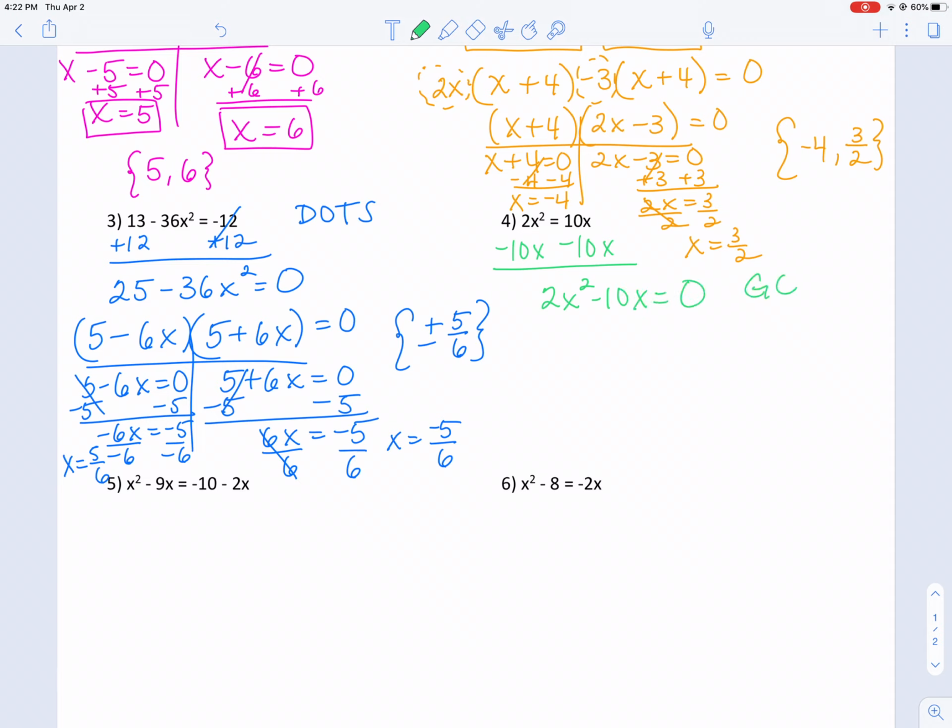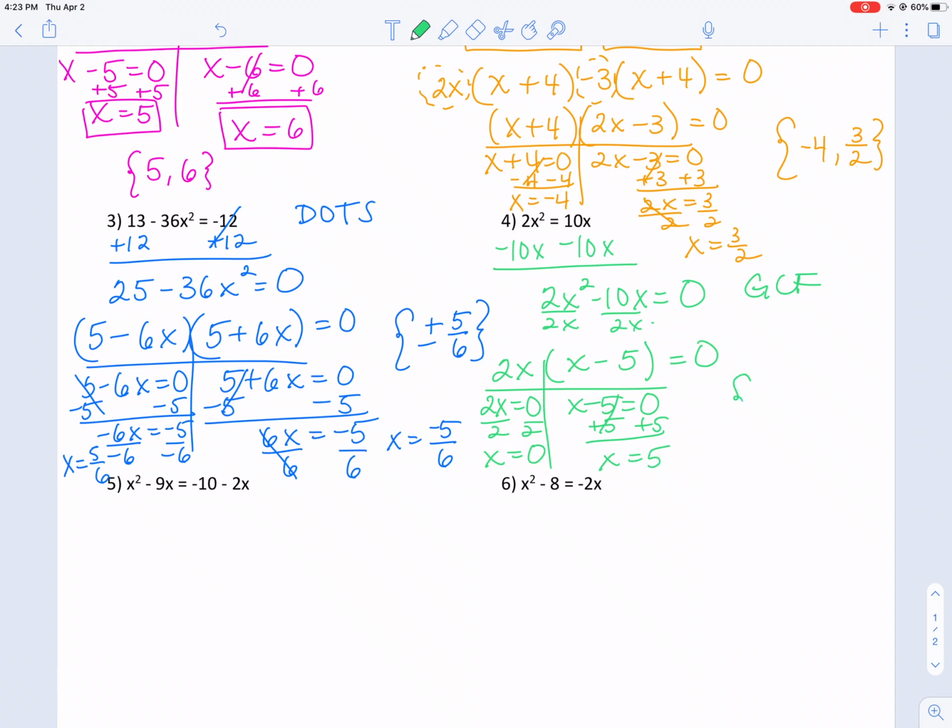And this has a GCF. What do they both have in common? 2x. So if I divide each of these by 2x, I get x minus 5 equals 0. Still gives me two factors. 2x equals 0, x minus 5 equals 0. Here I would divide by 2, so x equals 0. Here I would add 5, so x equals 5. And those are your two solutions, 0 and 5.